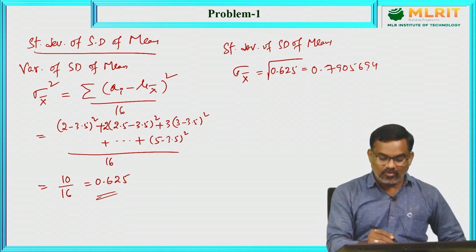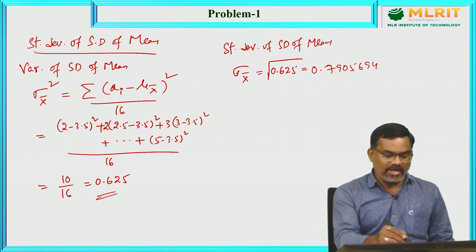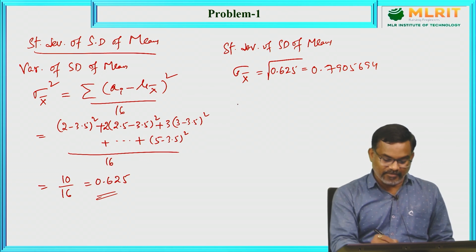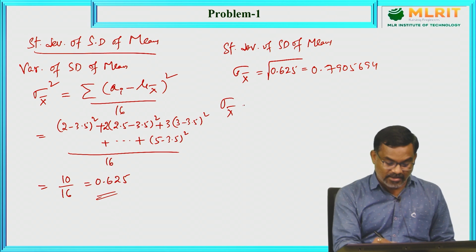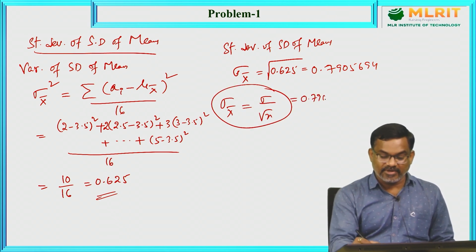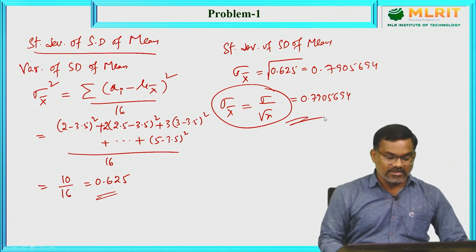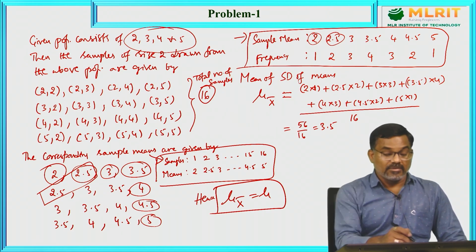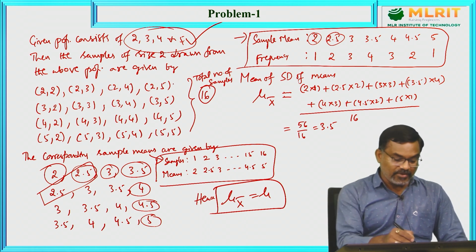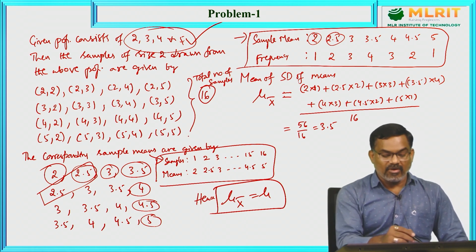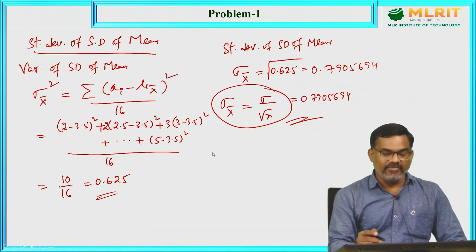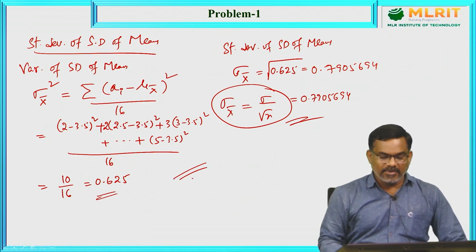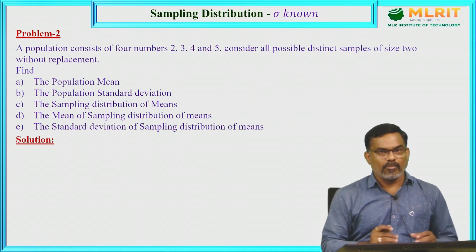And here also we can cross check. This case is with replacement, so that means the sampling is done from an infinite population. So sigma x bar and sigma by root n, these two values will be the same, 0.790564. So like this, using the given data, the population elements, first we form the sampling distribution of means, then we can find the mean of the sampling distribution of means, and then the standard deviation of the sampling distribution of means.